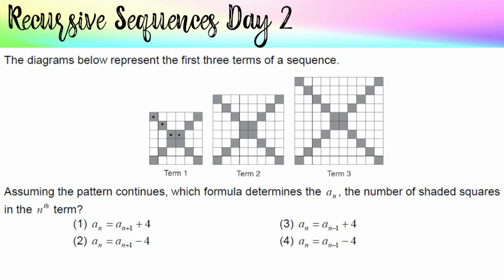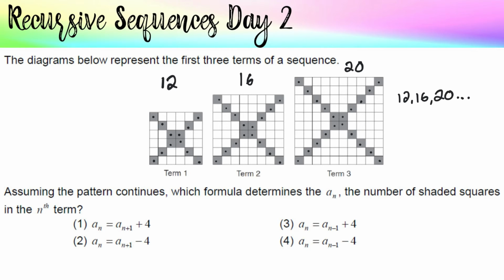1, 2, 3, 4, 5, 6, 7, 8, 9, 10, 11, 12. So the first one is 12. Then we count the second diagram and get 16. And then we count the third and get 20. So really we have the list of numbers of 12, 16, and 20.